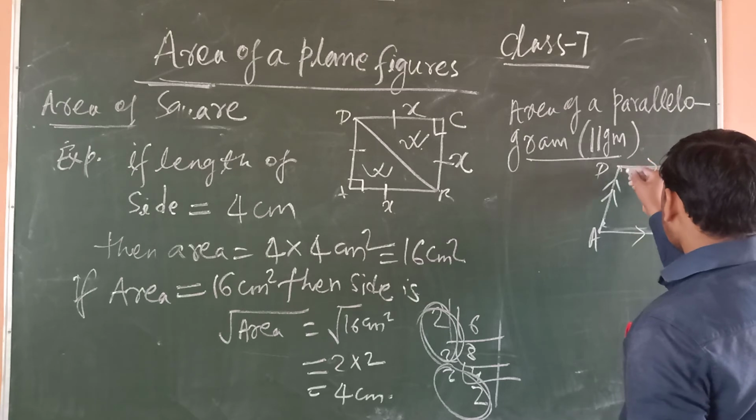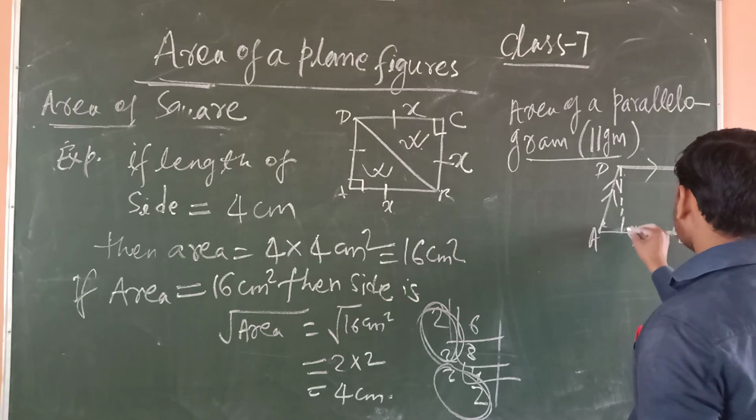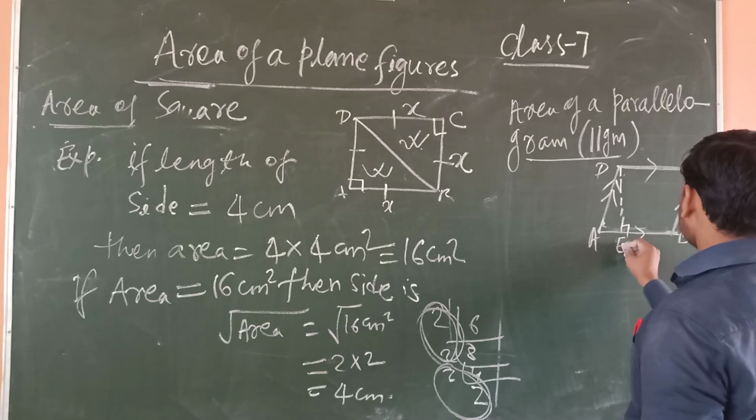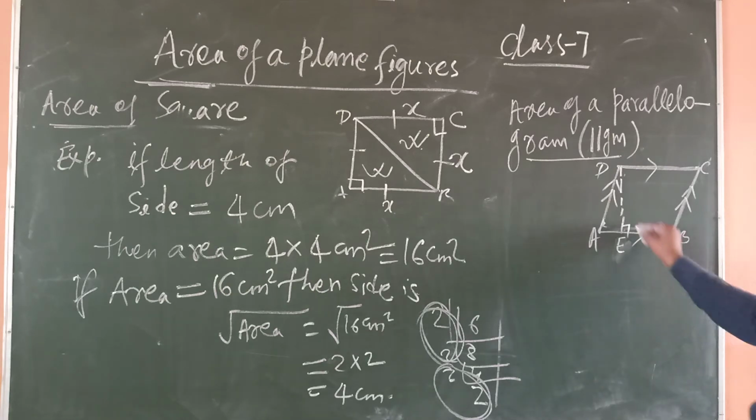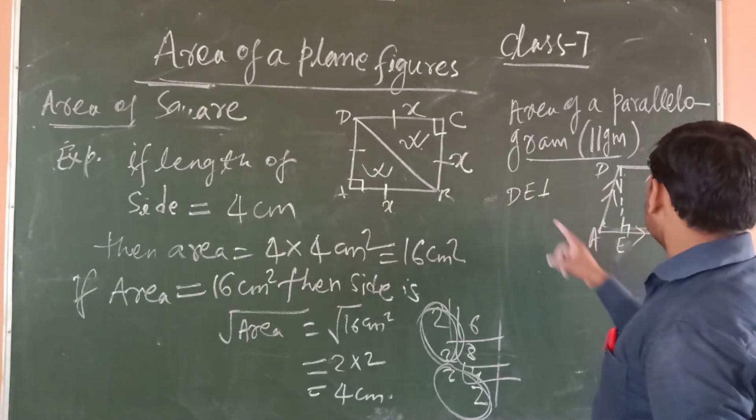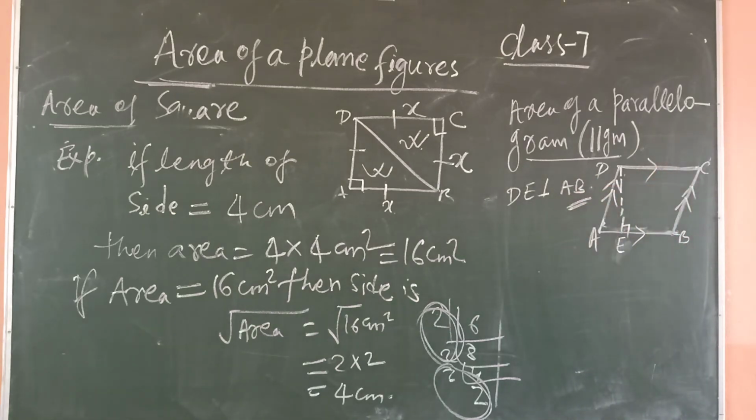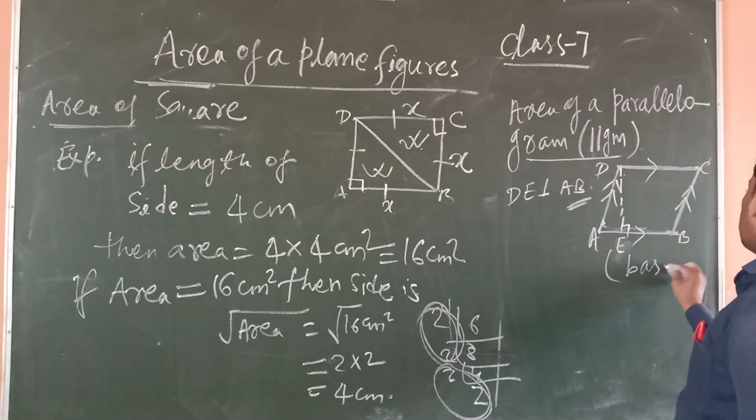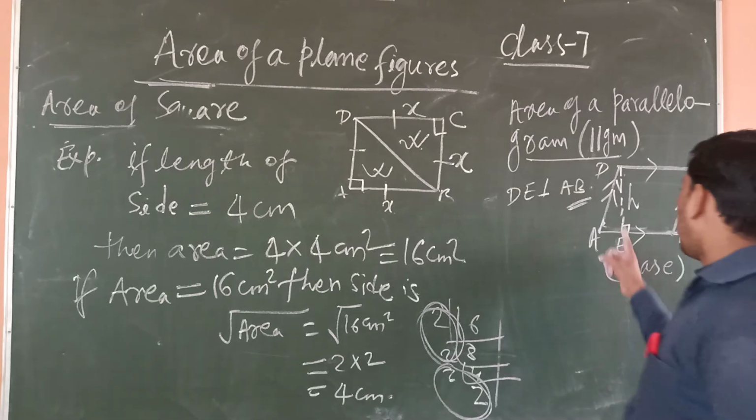See, for the area of the parallelogram, let us draw perpendicular DE from vertex D. DE is perpendicular to side AB. So AB will be the base and DE the height. So area of parallelogram.